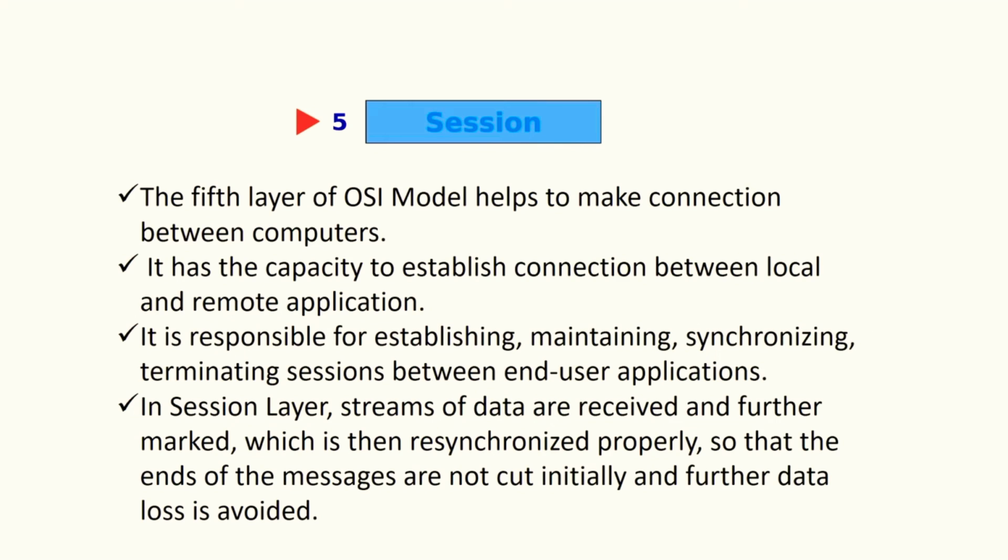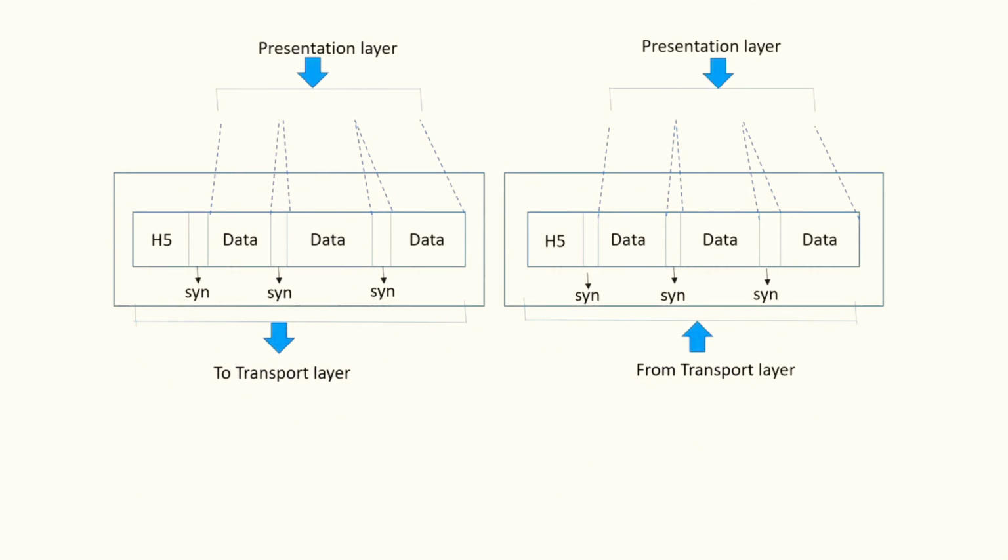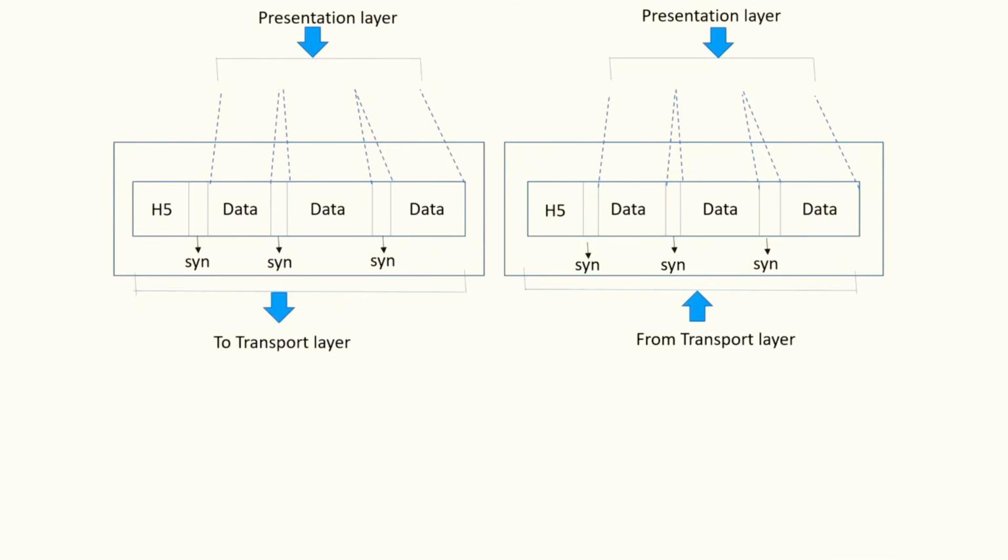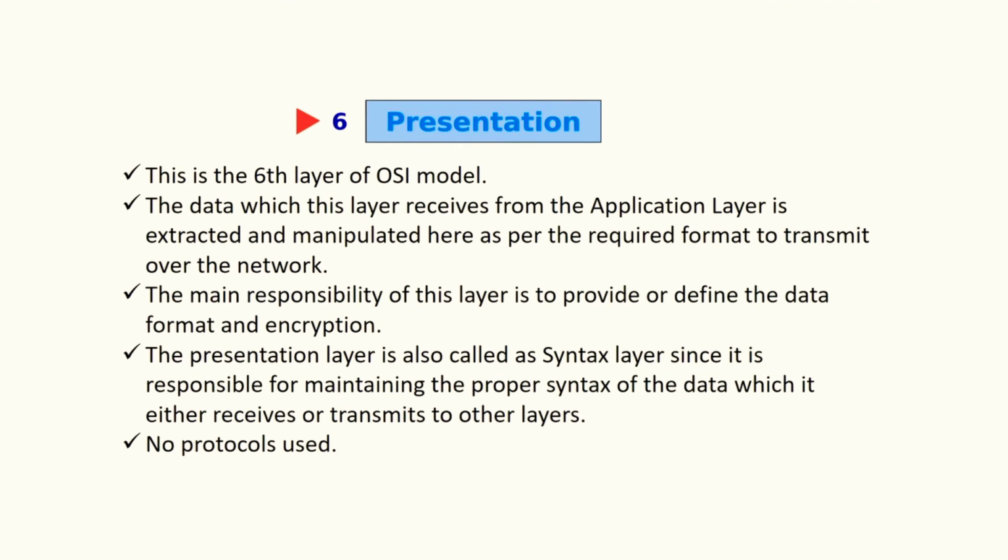A session is created from the session layer of the sender side to the session layer of the receiver side to know that the second user exists. So in this diagram you can see the session layer, the data coming from the presentation layer through the session layer and then transported to the transport layer from the sender side and receiver side, vice versa. So this was all about the session layer.